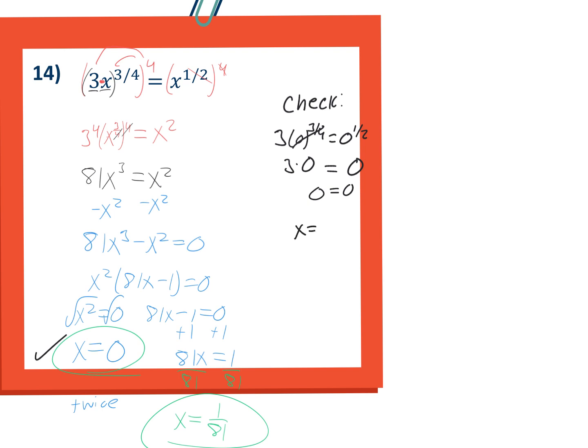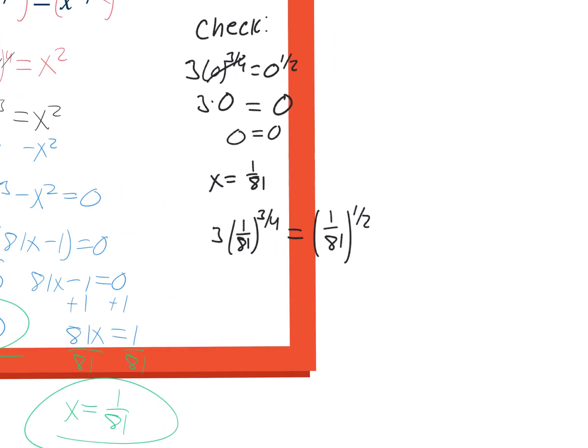And then 1 over 81. All right, so let's check x equals 1 over 81. Right, so we should get 3 times 1 over 81 to the 3/4 equals 1 over 81 to the 1/2. All right, and then the fractional exponents, these are the same thing as radicals. Right, so this becomes 3 times the 4th root of 1 over 81 to the third power equals the square root of 1 over 81. And then the square root of 1 over 81, you can just square root the top and square root the bottom. Right, if you're dividing under a radical, you're allowed to do this. This becomes 1 over 9.